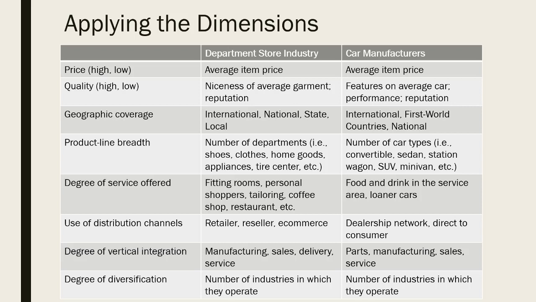Now, when you look at the auto manufacturers, you're looking at the number of car types. So not models, because models are going to vary widely, but you want to look at the number of car types. So do they have a convertible and a pickup? Do they have a sedan, an SUV, a minivan, a station wagon? And depending on the number of those, you'd classify as high or low.